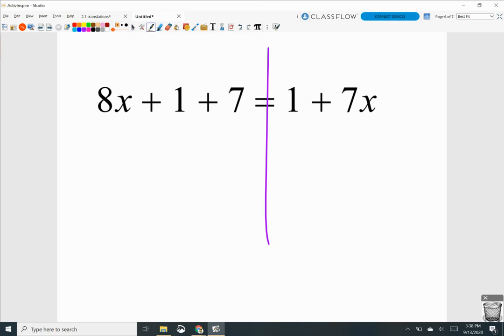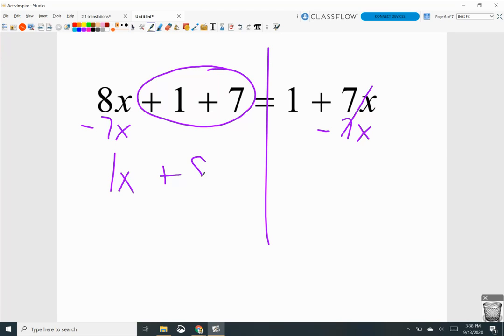Right, combining like terms when they're on opposite sides of the equal sign. I've got an x term on the left and an x term on the right. I need to bring those together. Grab the smaller variable and move it. So that leaves me a 1x. I've got these terms here that I can combine at the same time.